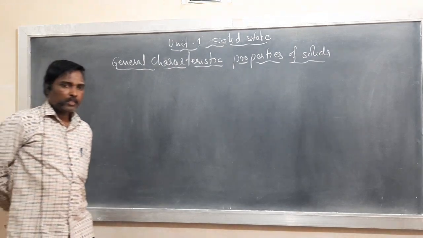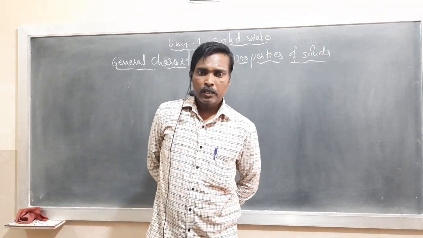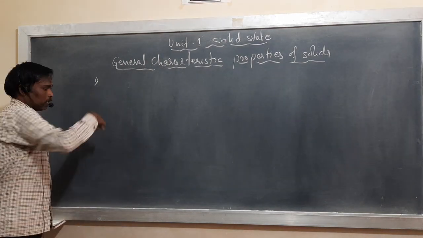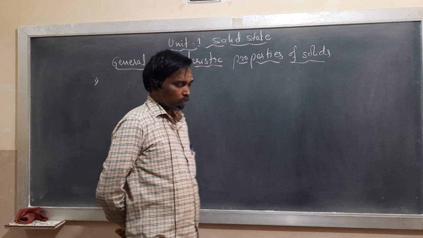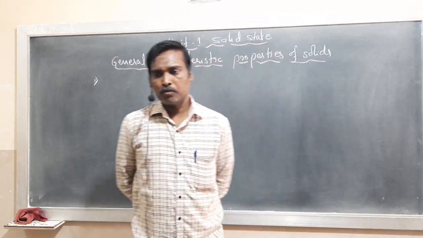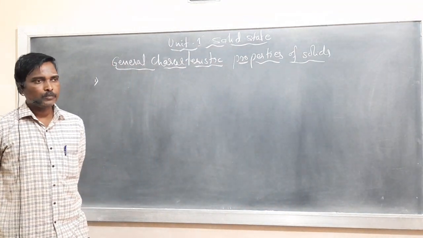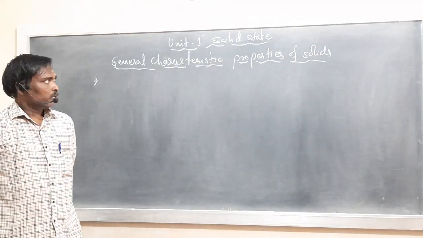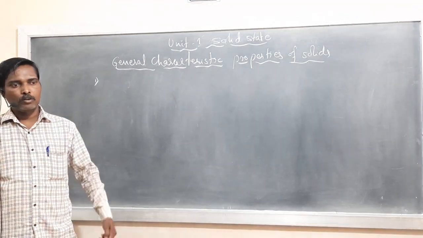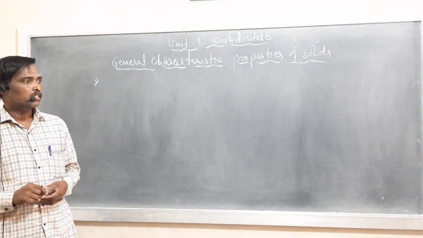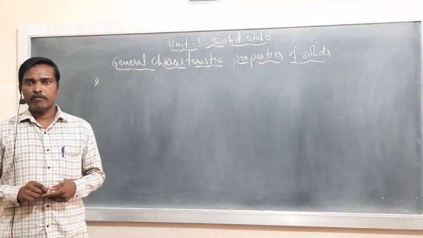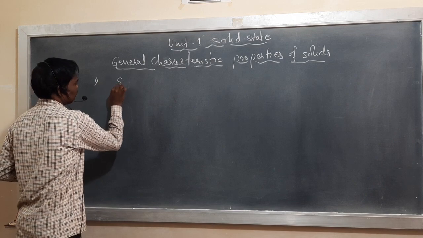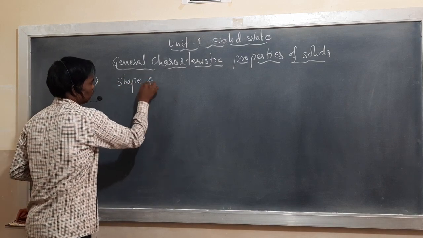So here I am explaining the properties of solids by comparing them with gases and liquids. As we know, in gases and liquids there is a small intermolecular distance present. Gases do not have any definite shape or volume, whereas liquids have a definite volume but do not have any definite shape. But solids have definite shape and volume.